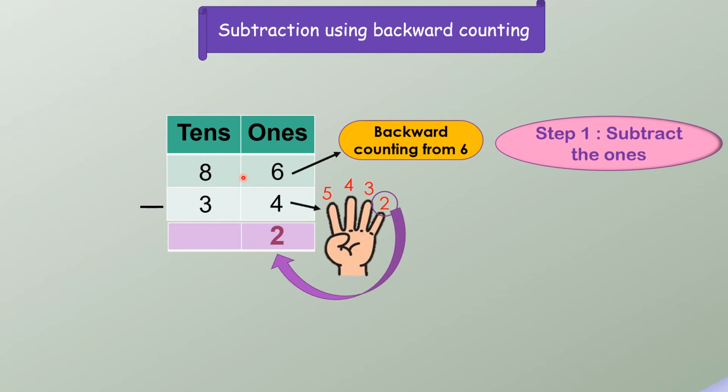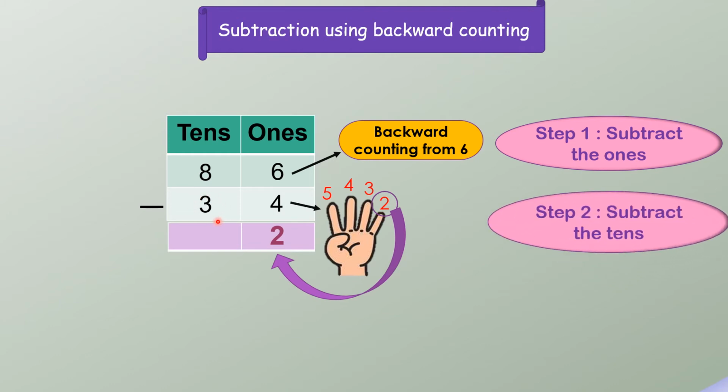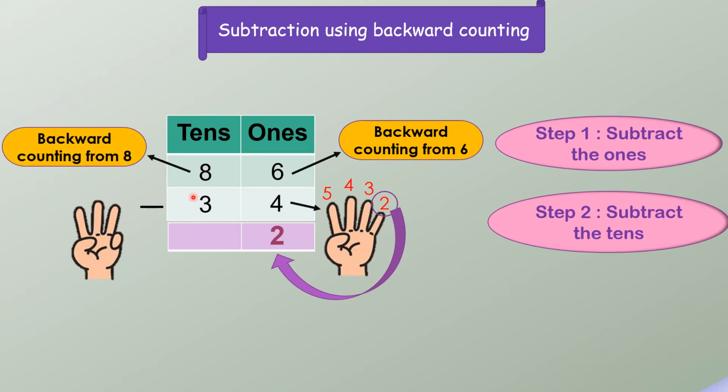Coming to the tens, we have 8 and 3. Again, the below number should be taken in our hand. That is the second step. Subtract the tens. The below number, we have taken 3 fingers because the below number is 3, and we have to do backward counting from 8. Okay, before 8 we have 7, 6 and 5. So the last number which we have ended is 5.